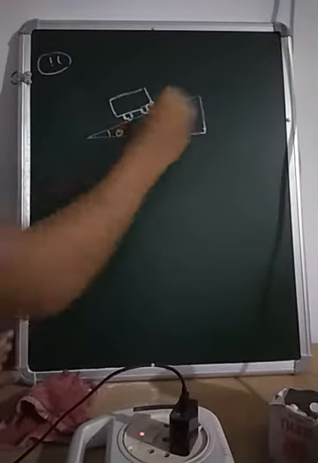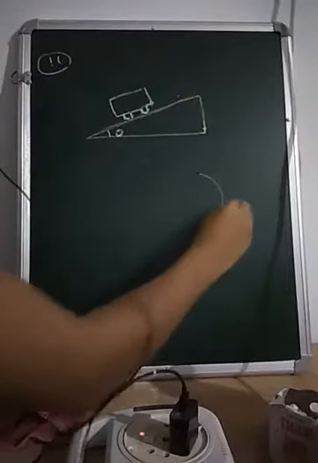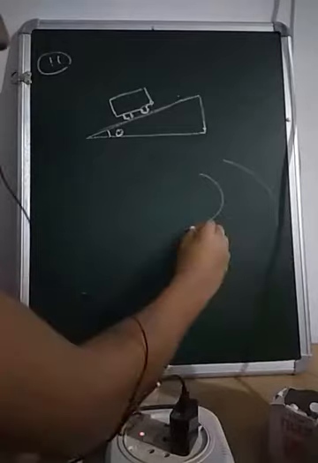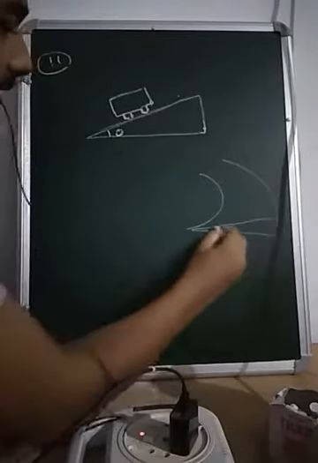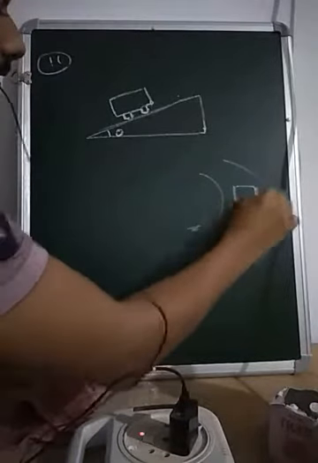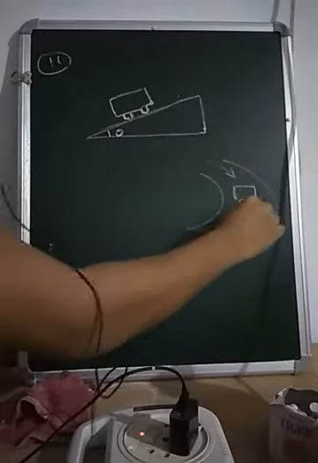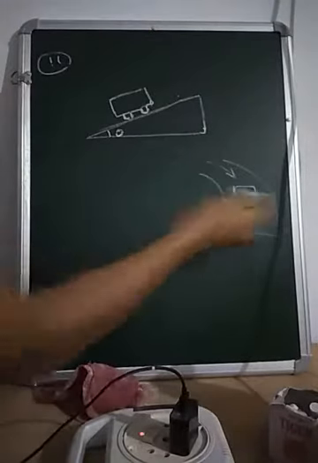So the system is like this. There is a road which is banked or inclined with the center. The road is inclined with the center at an angle theta, and the car is moving in this way. Okay, like this. This is the system, and I have drawn it like this.